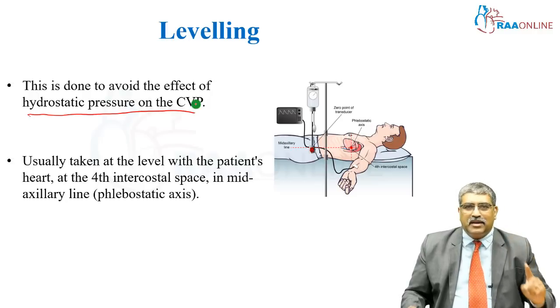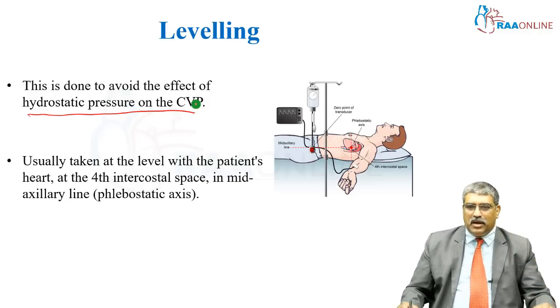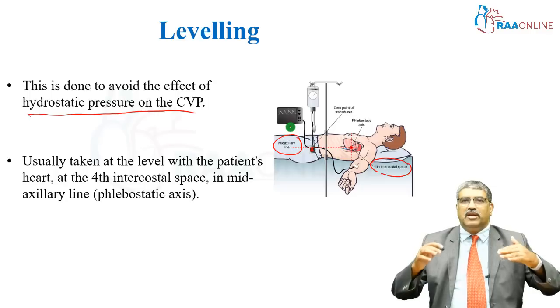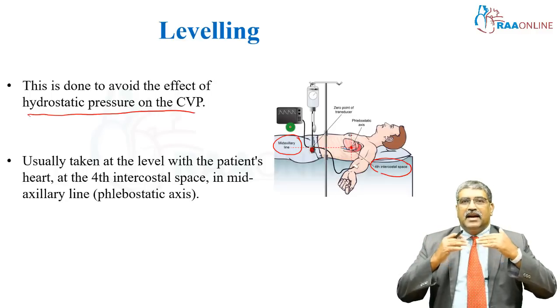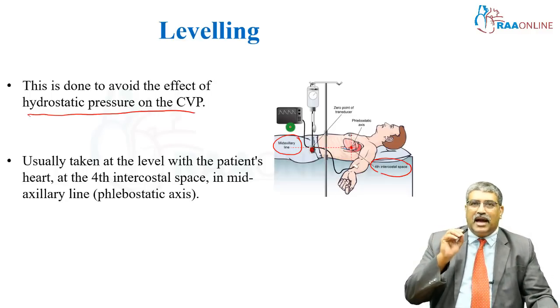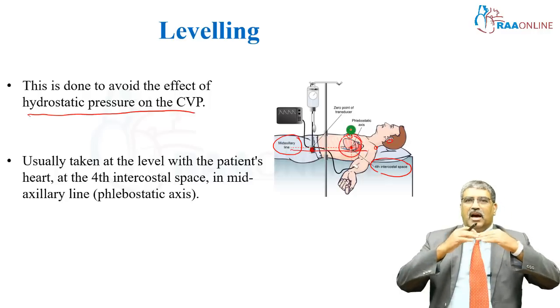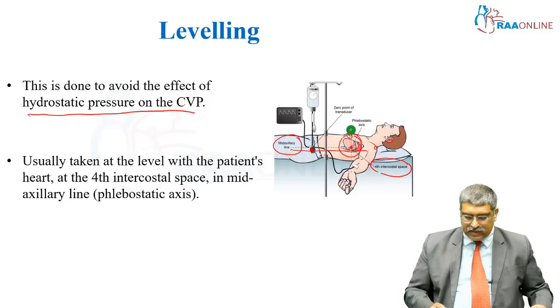Here, a few anatomical landmarks are very important. The fourth intercostal space, the mid-axillary line, which is called the phlebostatic axis. And a few other landmarks are very important: the acromion process, the tragus of the ear and the umbilicus. All are in line with the fourth intercostal space where the heart is located.